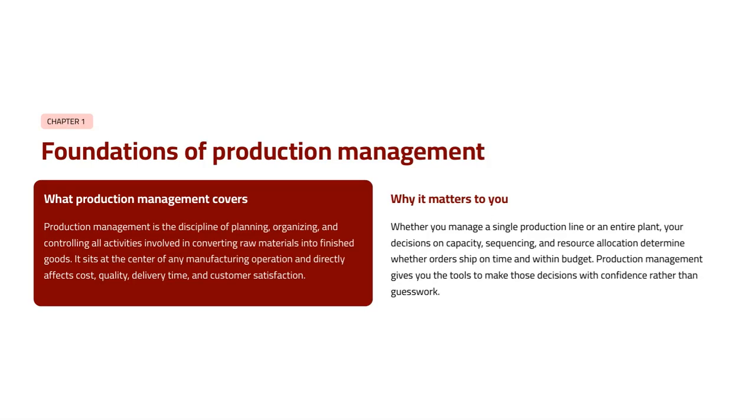Chapter 1 introduces us to the foundations of production management, which is all about planning, organizing, and controlling the activities that turn raw materials into finished products. This discipline is central to manufacturing operations because it directly impacts cost, quality, delivery times, and ultimately customer satisfaction. Whether you're overseeing a single production line or a whole plant, the decisions you make on capacity, sequencing, and resource allocation are crucial. Production management equips you with the tools to make these decisions confidently, replacing guesswork with informed strategy.